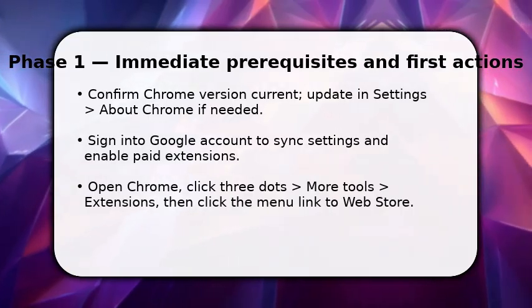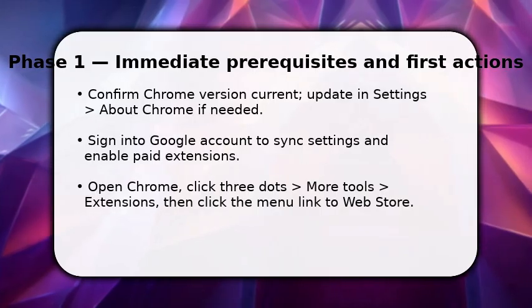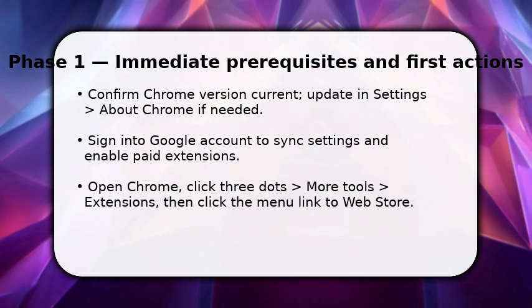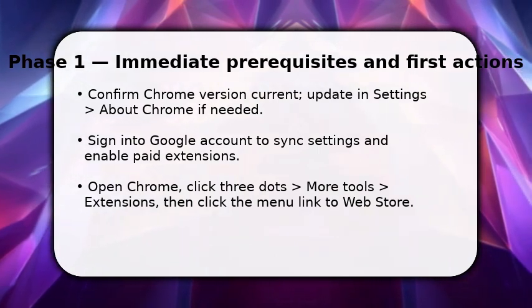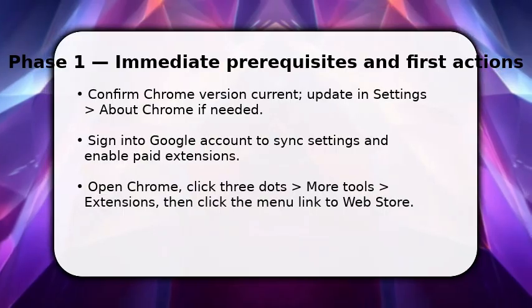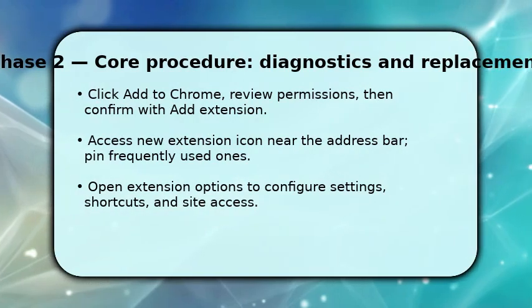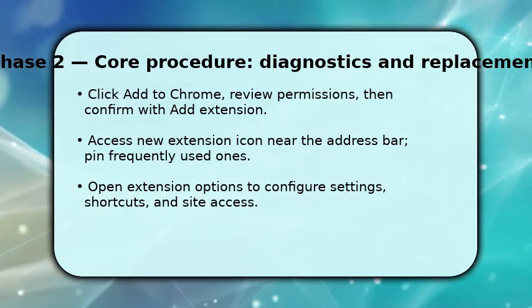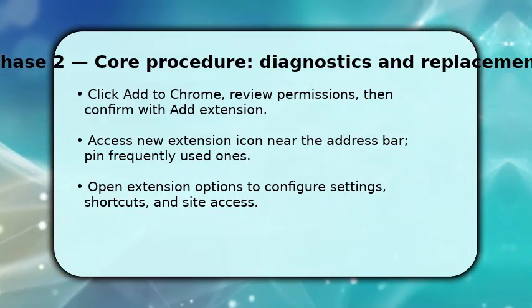Don't scroll aimlessly. Use the search bar to find the exact extension name and check the developer and ratings before you click Add to Chrome. Now you'll install and configure carefully. Click Add to Chrome and read the permission prompt. Permissions tell you why access is needed. After confirming, locate the extension icon at the top right and pin it for quick access.